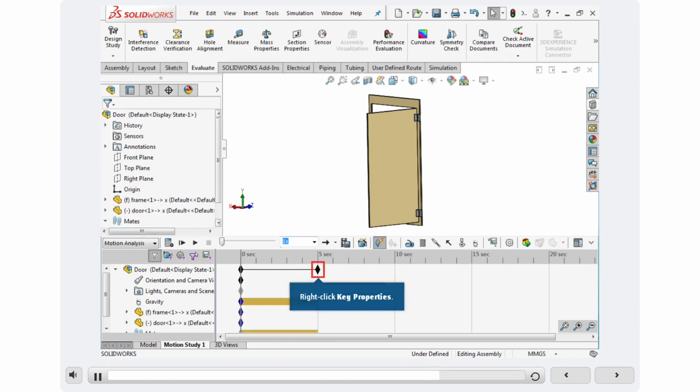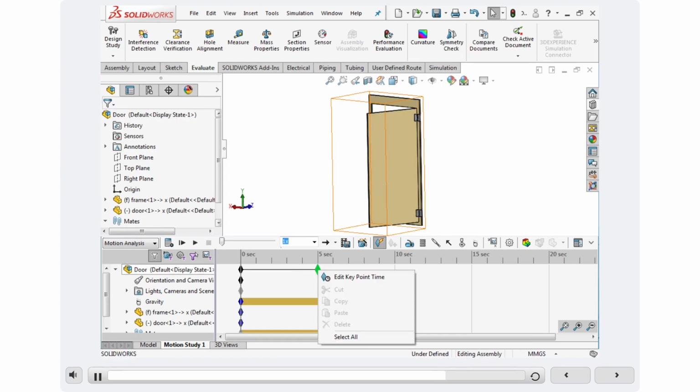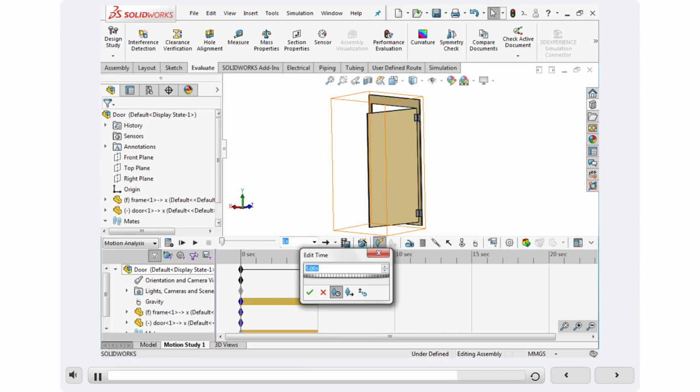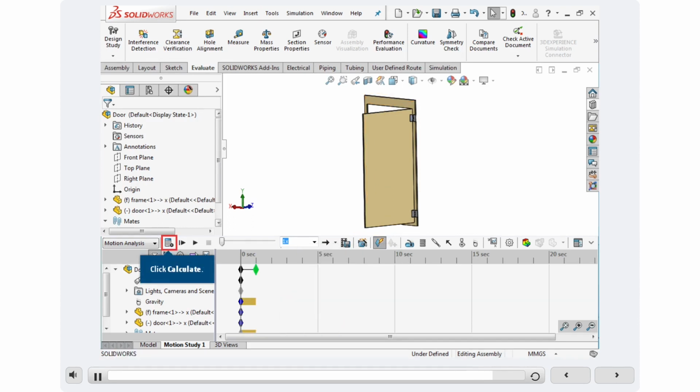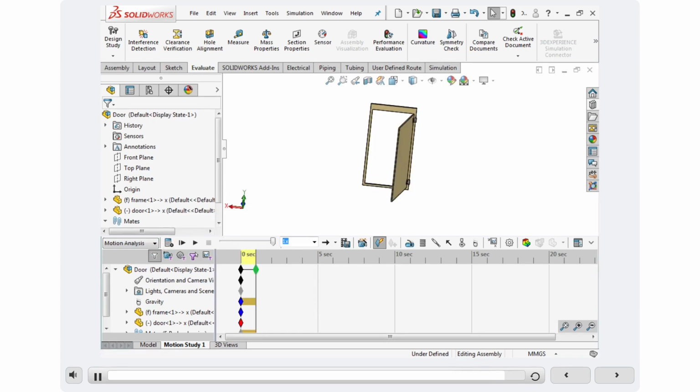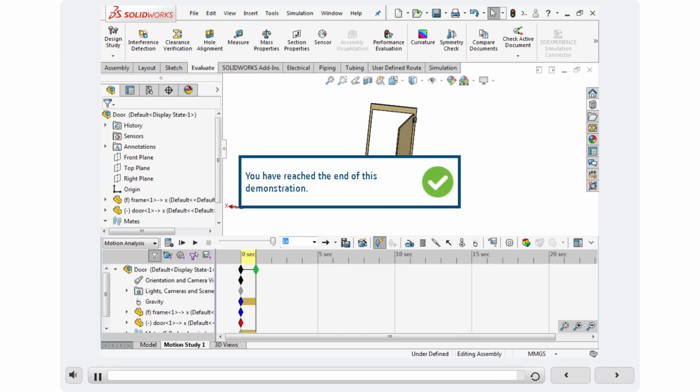Right-click Key Properties, and then click Edit Key Point Time. Click Edit Time, adjust the key time to 1 second, and click OK. Click Calculate. You can see that there is no movement in this assembly, which is what we expect. That brings us to the end of this demonstration. Click Next to continue.